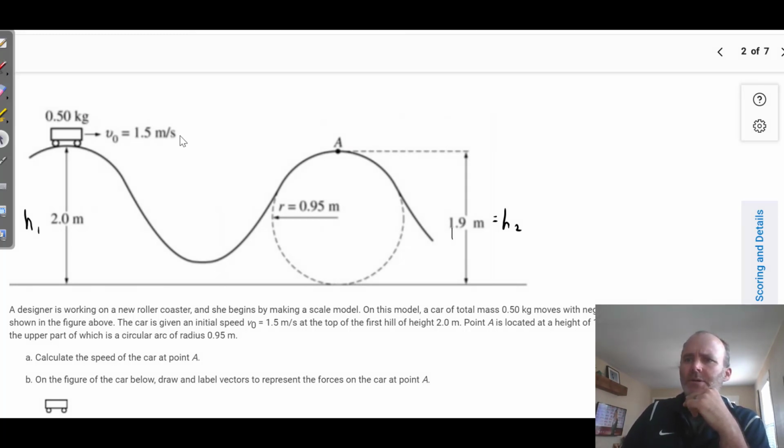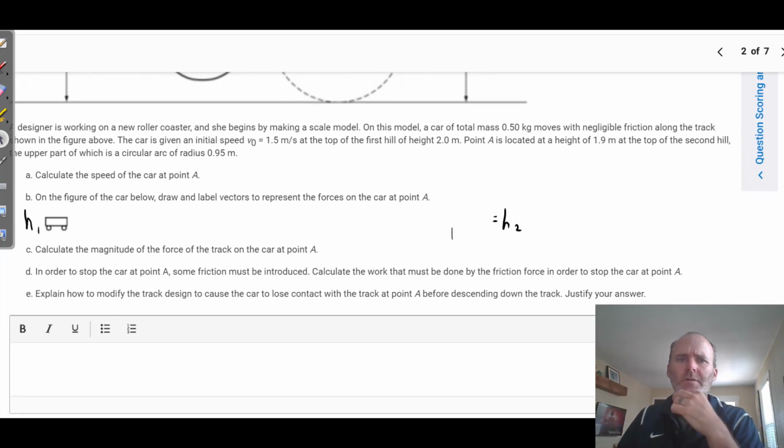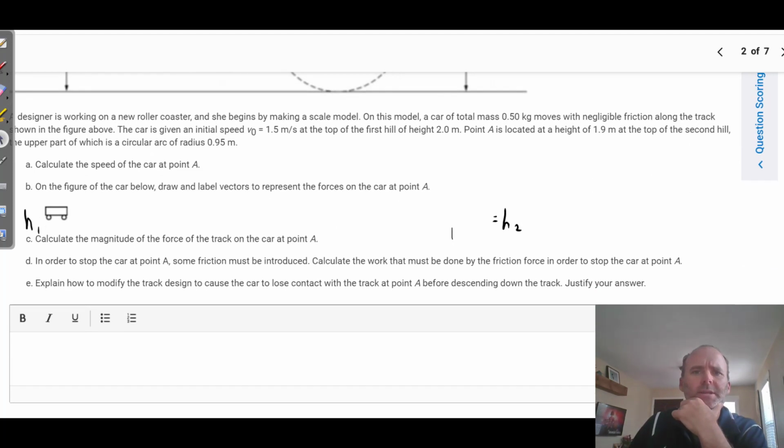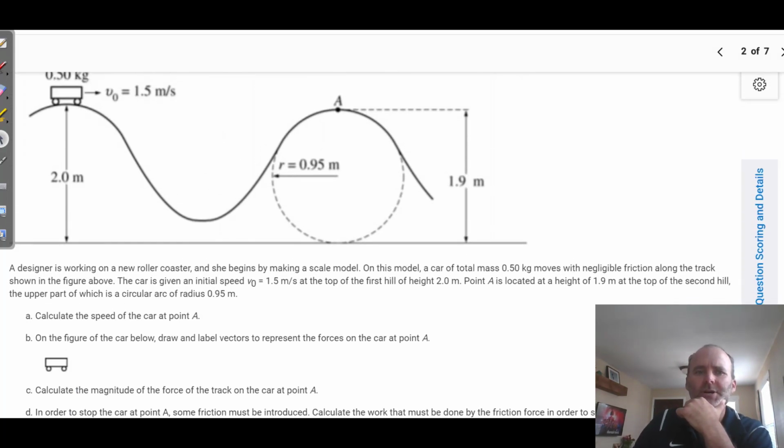Next part of this question. On the figure of the car below, draw and label the vectors to represent the forces at point A. All right, so we got to know the forces at point A. It says draw right on the diagram, but I'm going to do it right here just so I have more space. Okay, so what force do I have here?